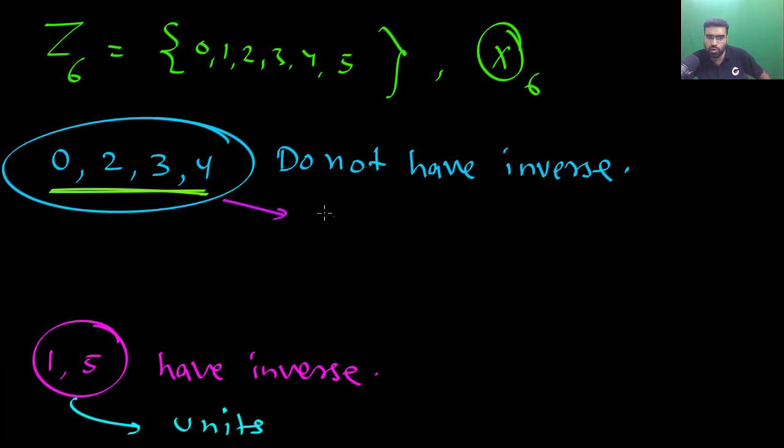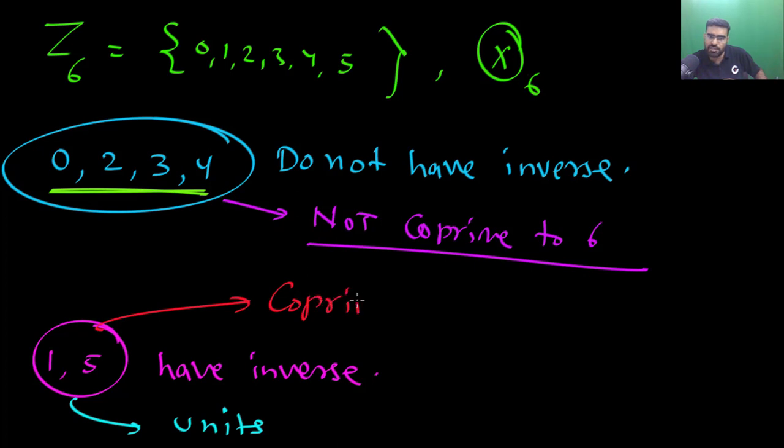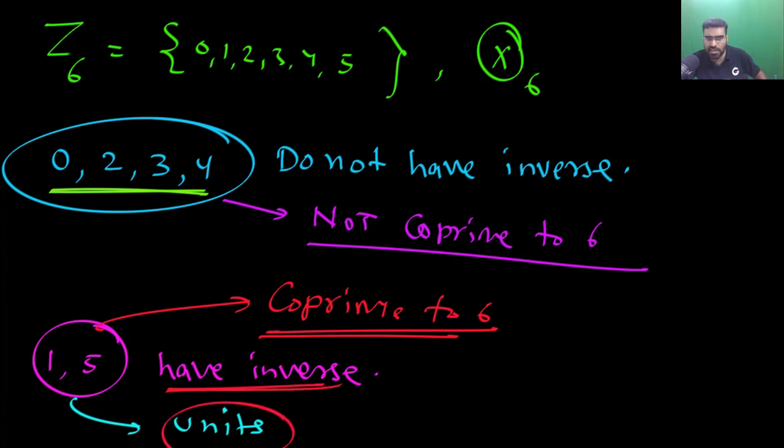But why don't those other elements have inverse? Because they are not co-prime to 6. GCD of 0, 6 is 6, GCD of 2, 6 is 2, GCD of 3, 6 is 3, GCD of 4, 6 is 2. So these elements are not co-prime to 6. But 1 and 5 are co-prime to 6, so that is the reason they are units and have inverse. Okay, I hope this observation is clear.